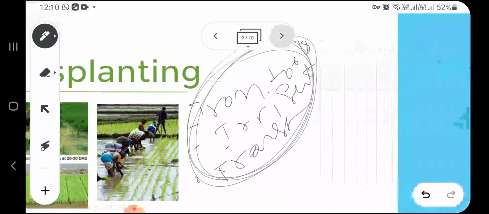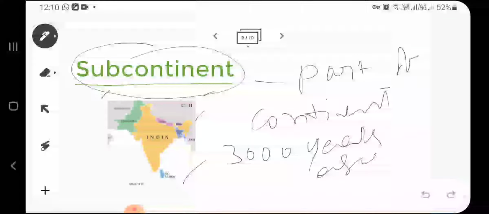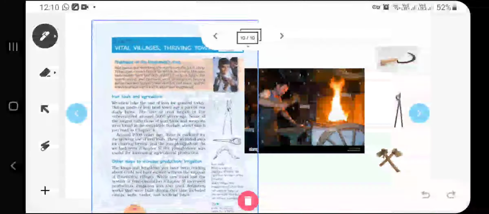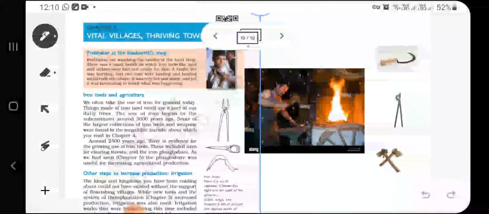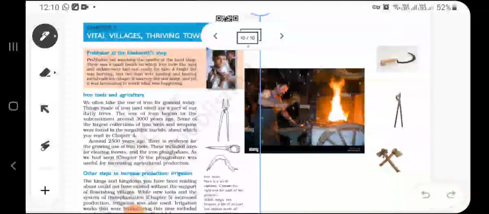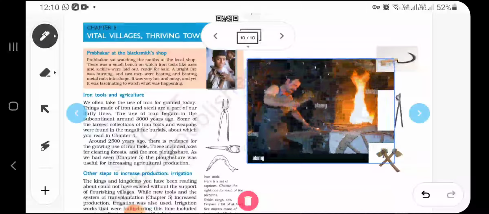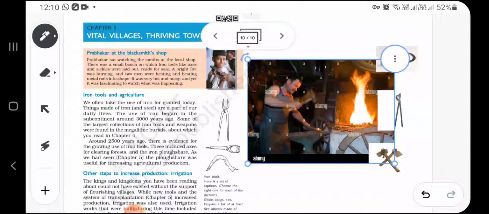Okay, so here you can see, this is the first page. This page only I explained in this video. Prabhakar sat watching the smiths at the local shop. He was an iron smith. Okay, iron smith. He was doing his work.